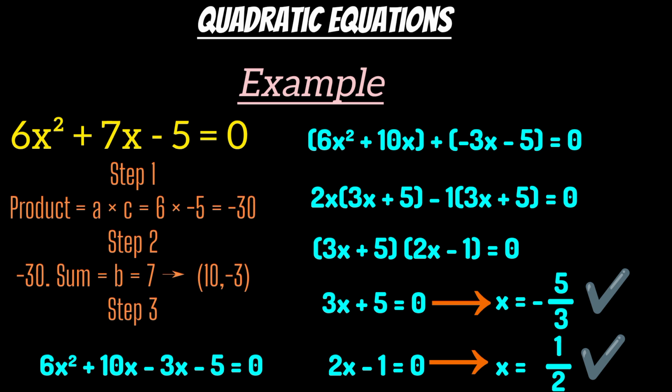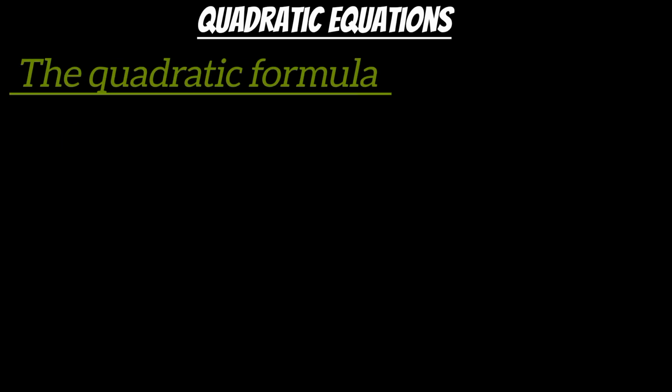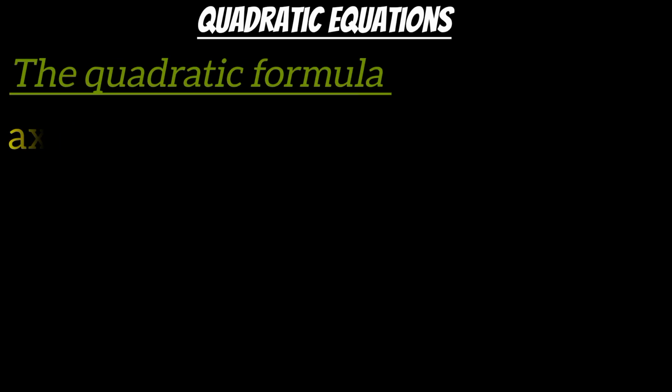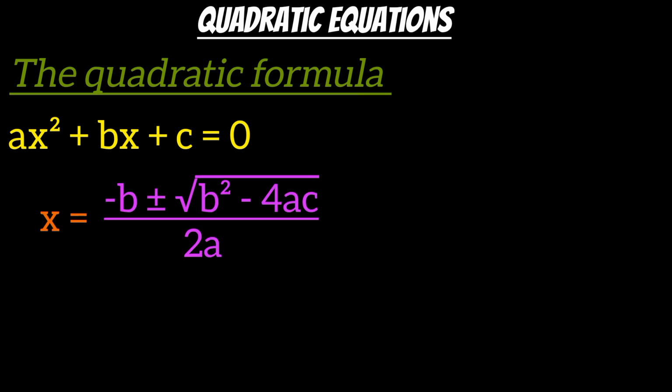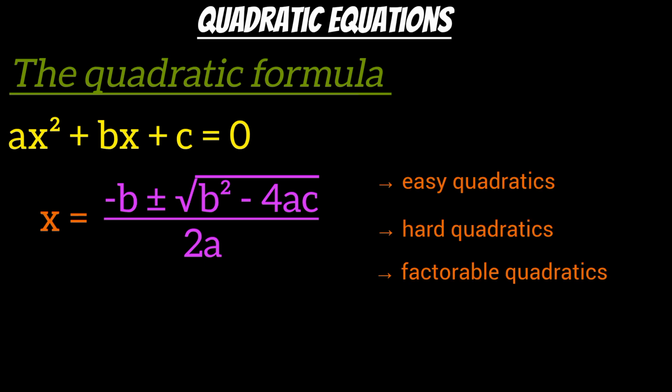Now let us learn the method that never fails. For any quadratic equation, ax squared plus bx plus c is equal to 0, we use x shall be given by negative b plus or minus the root of b squared minus 4ac divided by 2a. This formula works for easy quadratics, hard quadratics, factorable quadratics, non-factorable quadratics, merely everything.